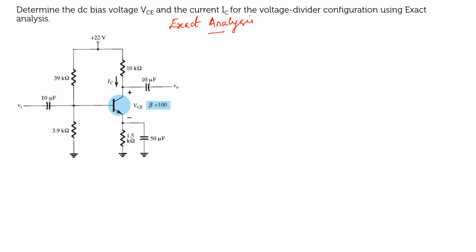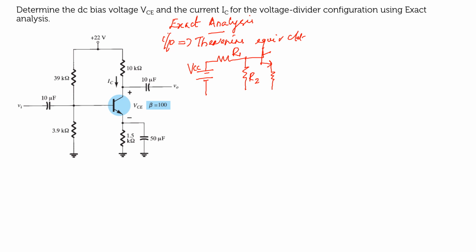In the case of exact analysis, what did you do? The input side was converted into Thevenin's equivalent circuit, right? So how did you redraw your input side? If I draw the input side of your circuit, this is going to be your VCC and R1 and R2, which will be grounded, and this will be going to your base, right? Across the emitter you will have your resistance RE.